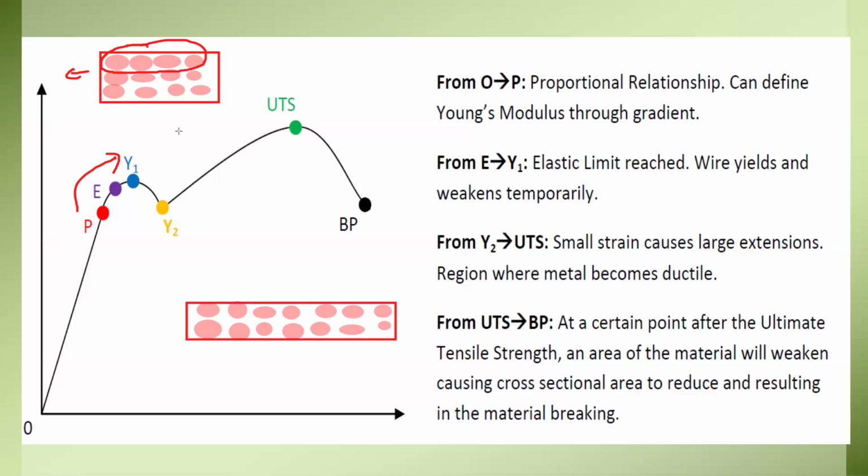When a wire is subjected to a force and we stretch and draw a metal into a wire, we call that ductile. So in this region, the material becomes ductile. This region, the material will become ductile.